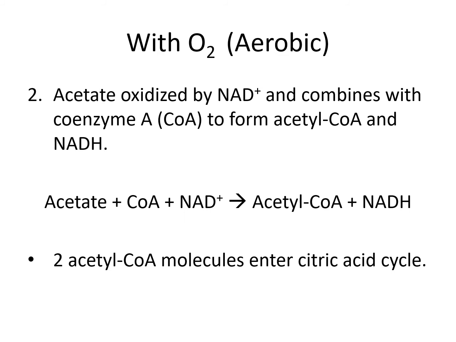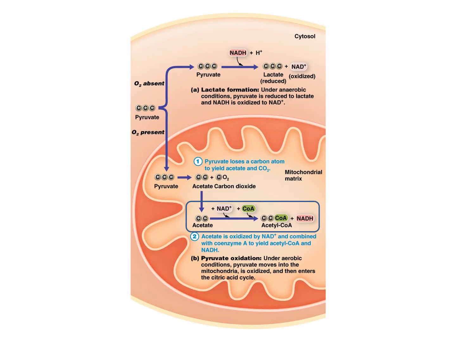And so this is gained electrons. And the two acetyl-CoA molecules then enter the citric acid cycle. Remember these reactions are occurring in pairs, and so we actually have 2 acetyl-CoA molecules. And so we see here that pyruvate is decarboxylated to acetate and carbon dioxide. The acetate combines with coenzyme A and NAD to yield acetyl-CoA and NADH.